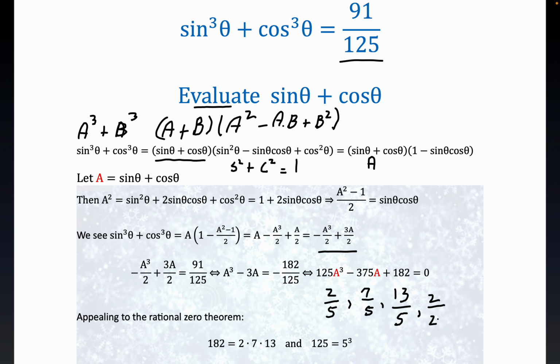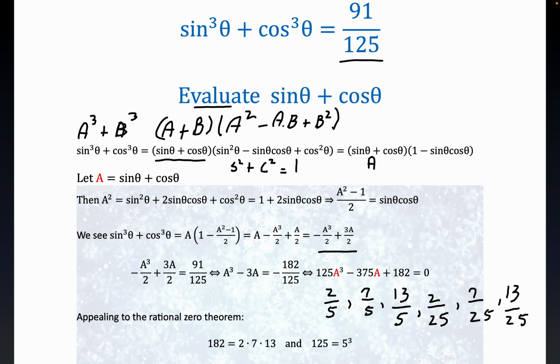And I'm not going to write them all down, but I just want you to know that the rational zero theorem is what we're going to use as a tool right here. 7 over 25, and then 13 over 25. This isn't a complete list, but I'm just giving you an idea of how the rational zero theorem works. The numerator is comprised of divisors of the constant term. The denominator is comprised of divisors of the leading coefficient. All right, so here's what we got.